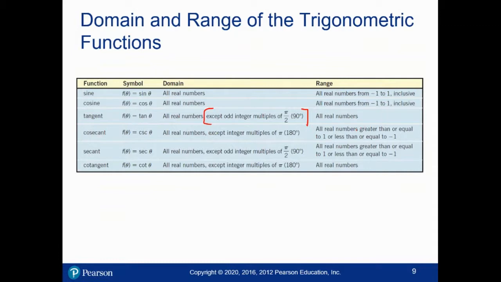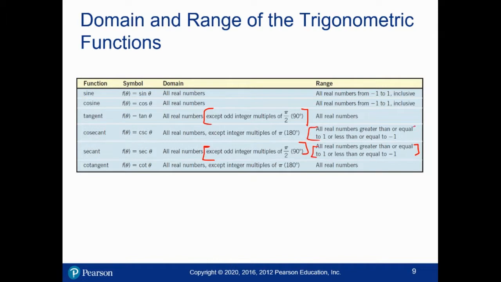Okay, cosecant, and I'm going to skip down to secant, because it has the same domain restriction. You don't want the denominator cosine to be 0. So that's everything except odd multiples of pi over 2. Secant does have a different range. It's everything outside of plus or minus 1.